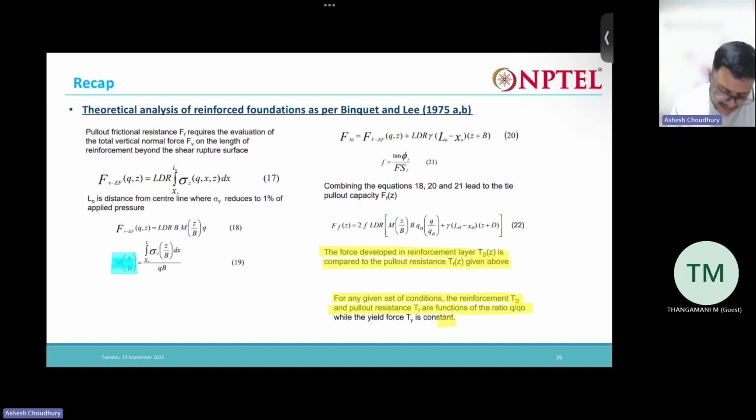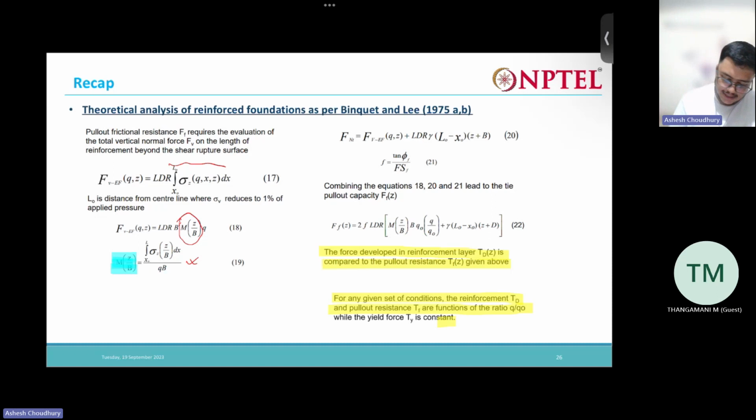Now this integral can be represented in terms of this function m, and this function m is given by equation 19. To make our task easier, Binquet and Lee represented this function m graphically, so that for any z by b, we can easily get the value of m from the chart.